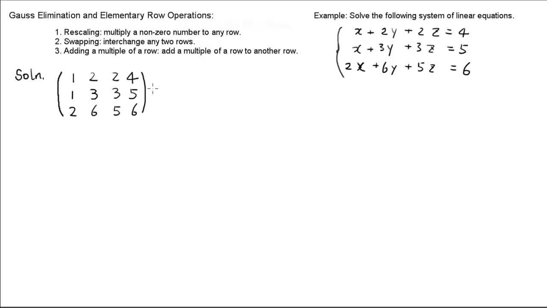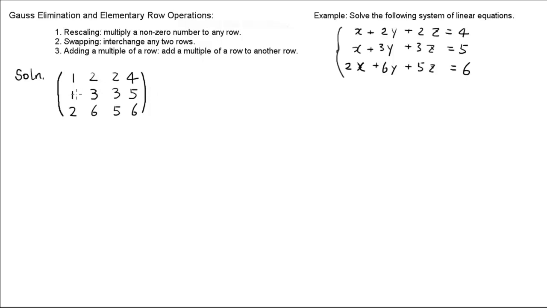And if we look at these three types of elementary row operations, we see we have rescaling. It means to multiply a non-zero number to any row. Or swapping. That means to interchange any two rows. And third one, adding a multiple of a row. It means to add a multiple of a row to another row.